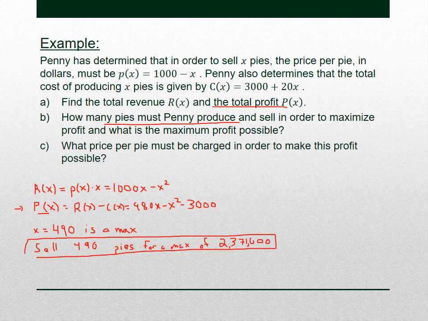Part C says, what price per pie must be charged in order to make that profit possible? So the price, that was the little p of x, that function I just underlined at the top. So if x is 490, then p of 490 would be 1,000 minus 490, which is 510. So she must charge 510 per pie to get this max profit. So those must be like really, really good or just really, really large pies, right? Whatever that might be. So that's part C.